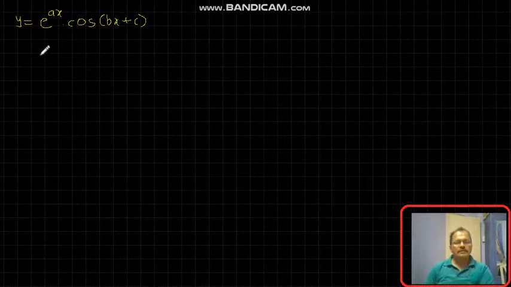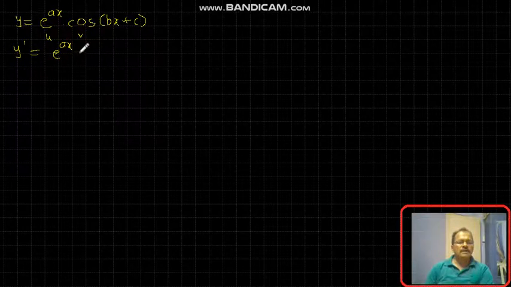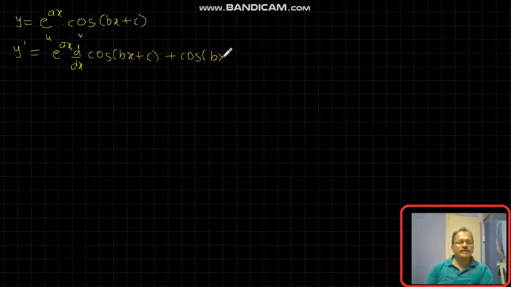Let us take the next problem, y equal to e^(ax) into cos(bx + c). The problem is slightly bigger and we have to understand it carefully. For the first derivative we have to use the product rule, u into v rule. e^(ax) as it is into the derivative of cos(bx + c), plus cos(bx + c) as it is into the derivative of e^(ax).